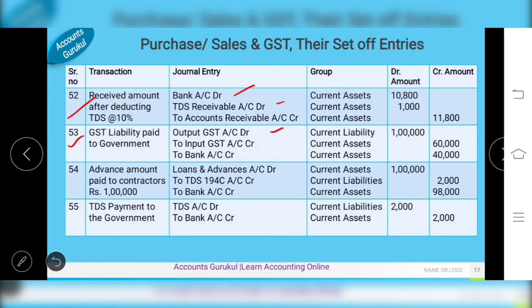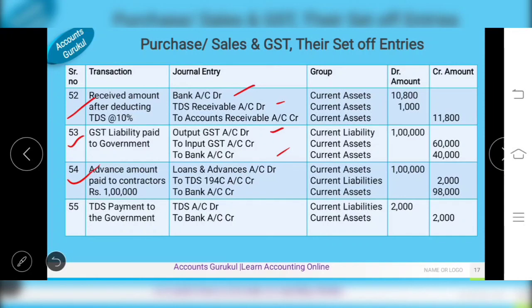So considering that our output liability is 1 lakh, and the input GST we already have is around 60,000, then the differential of these two is 40,000, that we have to pay from the bank, and that's the bank account credit for 40,000. So we have to pass this entry into the system at the time of paying GST after adjusting input GST.